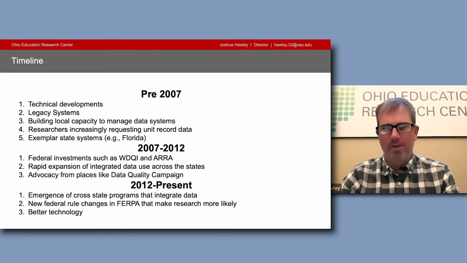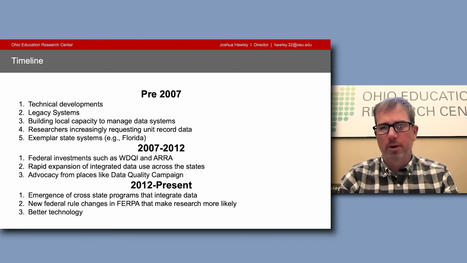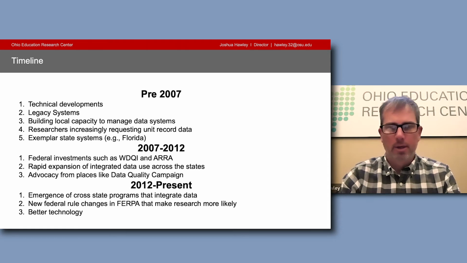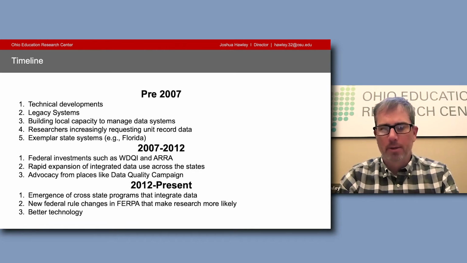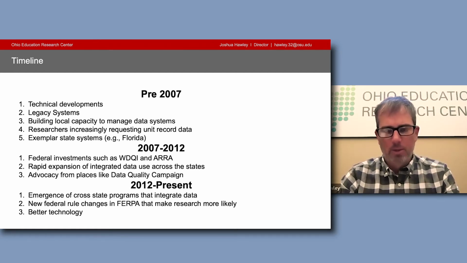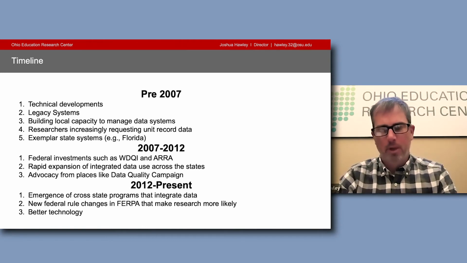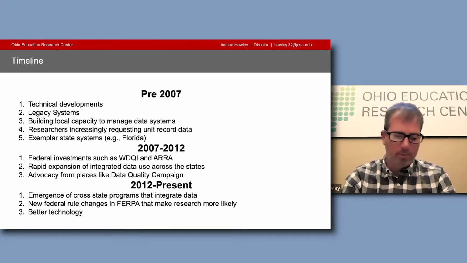At the same time, there was a lot of technical development at the state. Due to changes in technology, the state of Ohio had bought and built different data systems for its K through 12 and its higher ed data. Then it had legacy systems on UI claims, unemployment insurance claims. Those data systems came together at different points to be useful or not. At the same time, there were exemplar systems in states like Florida that brought these data together in more important and useful ways. So you have researchers increasingly requesting the data, you have new data systems that exist, and you've got exemplary architectures out there.